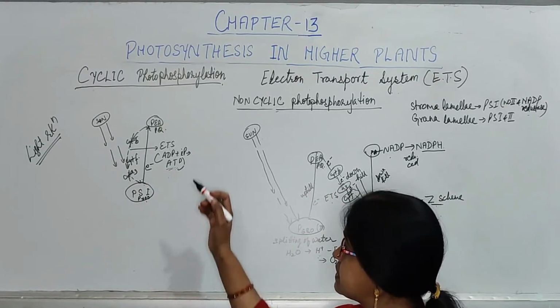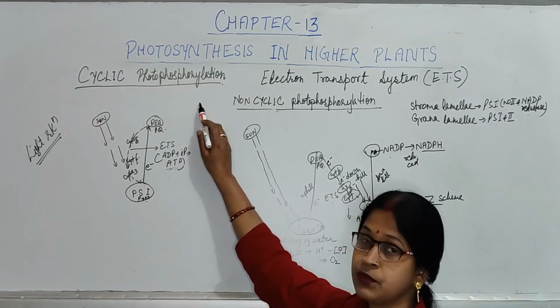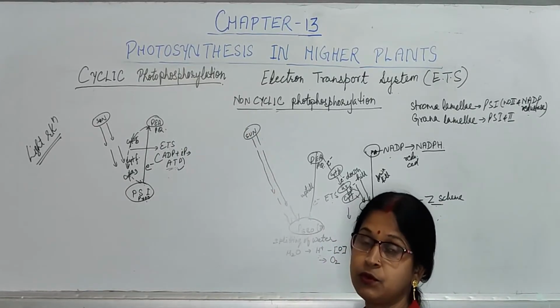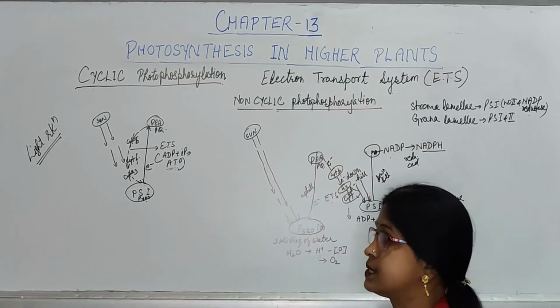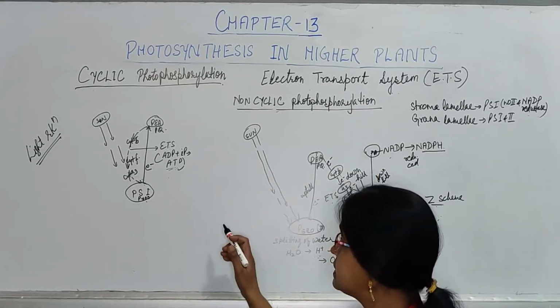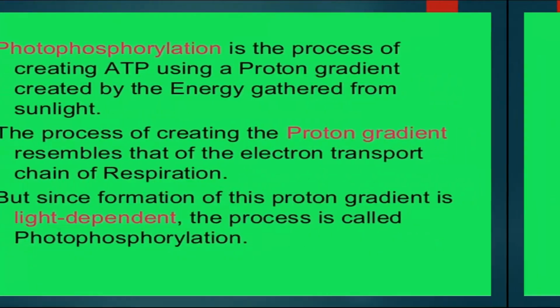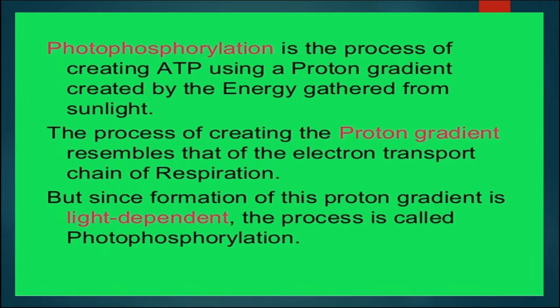In this way, we have discussed cyclic photophosphorylation, non-cyclic photophosphorylation, the Z scheme, then the electron transport system. Now we will discuss this through the diagram. This slide is showing the process of photophosphorylation. Photophosphorylation is the process in which ATP is synthesized by using sunlight, and hence it is known as photophosphorylation. And here the ATP is synthesized by the proton gradient.